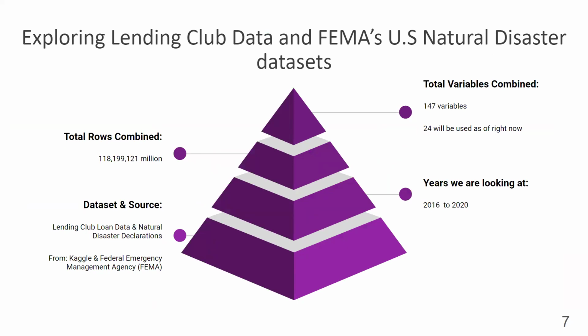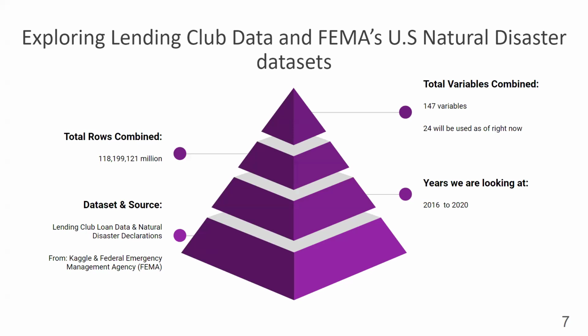So let's get into the heart of our project. We've got a data set, which is Lending Club data from Kaggle, and we're merging that with the disaster declaration dataset from the Federal Emergency Management Agency. We're focusing on the years 2016 to 2020 to see what the numbers will tell us about the loans and the natural disasters.